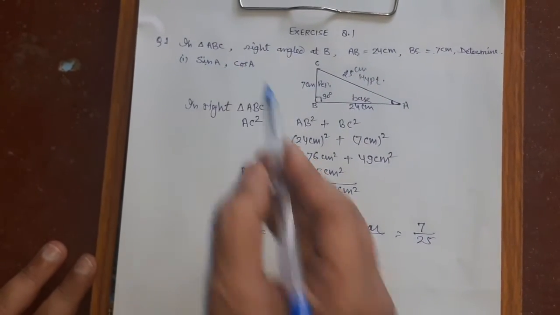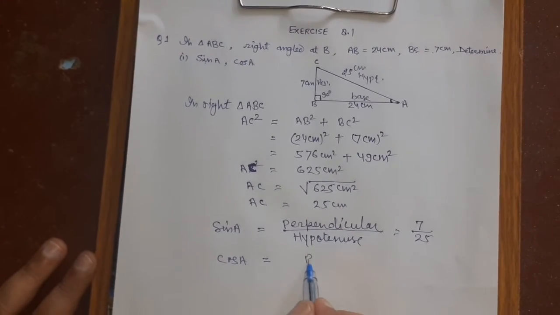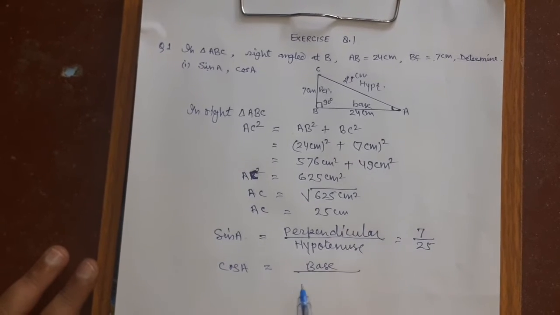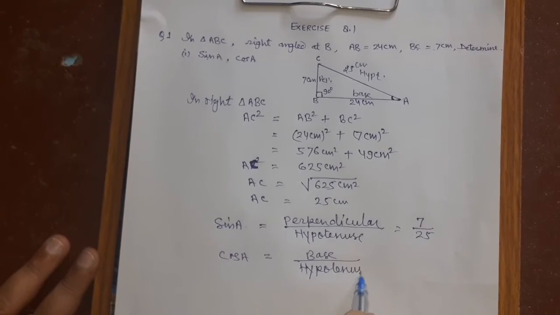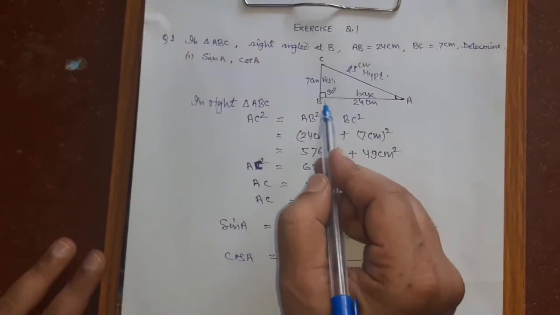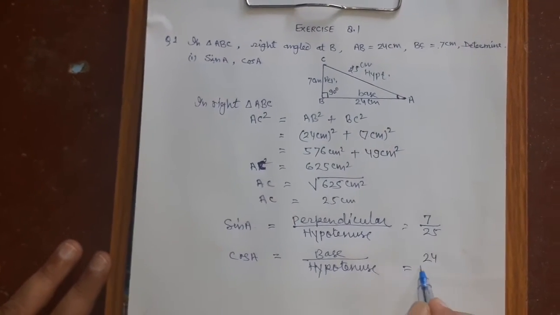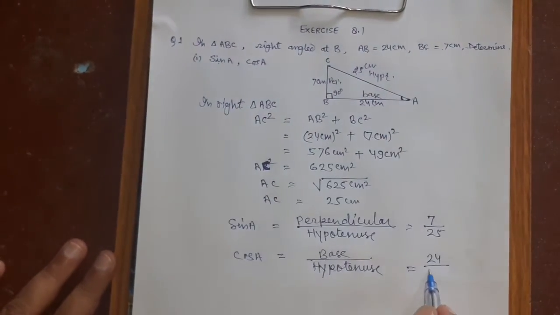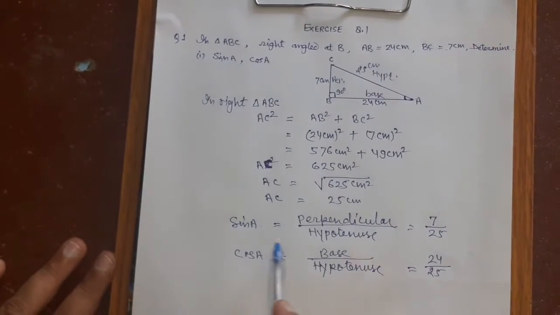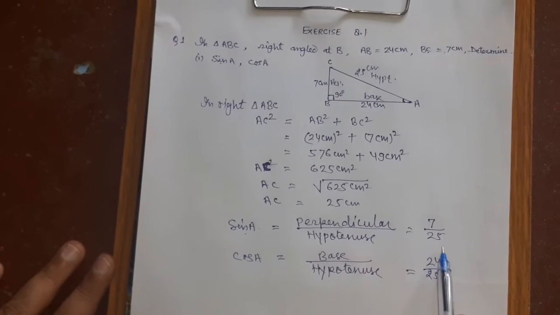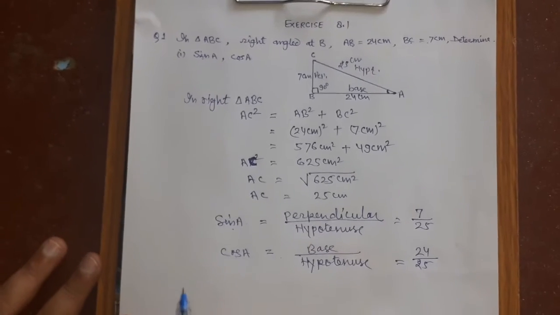And now we need cos A. Cos A equal to base upon hypotenuse. Here we have base AB is 24 centimeter and hypotenuse is 25 centimeter. This is first part, sin A, cos A. Sin A 7 upon 25, cos A 24 upon 25.